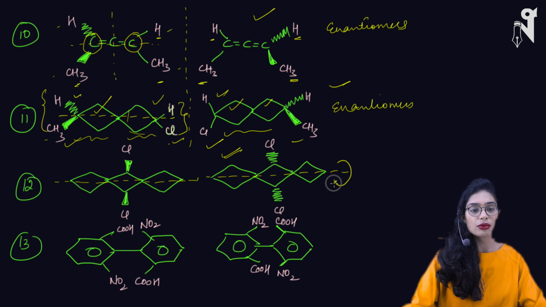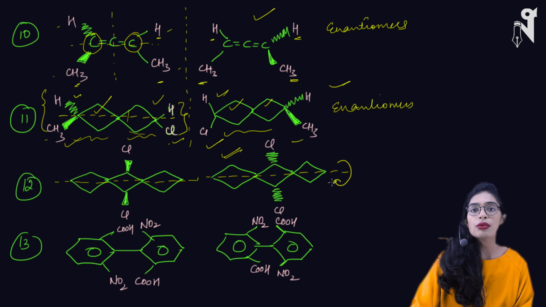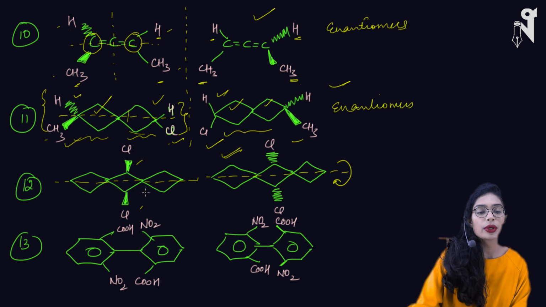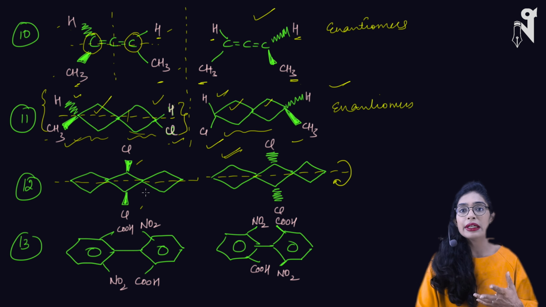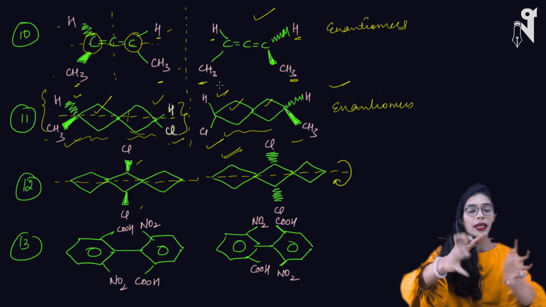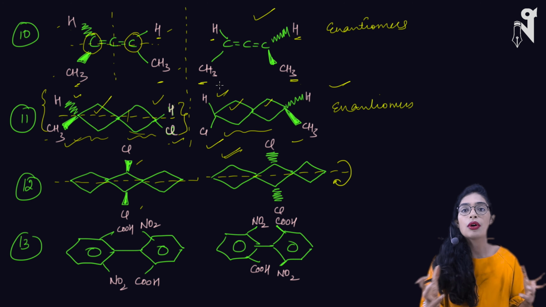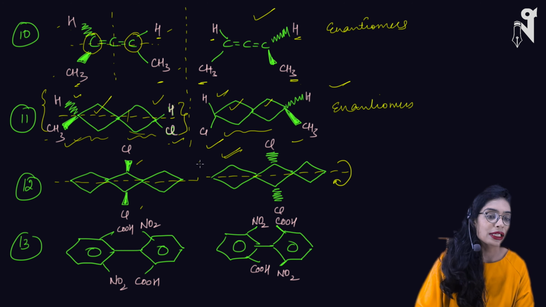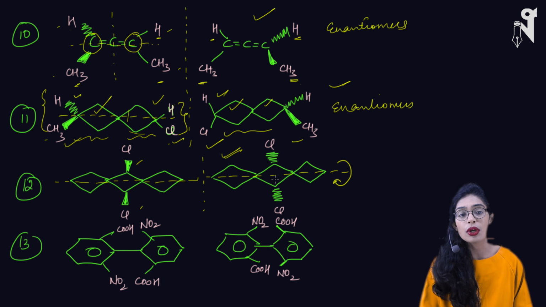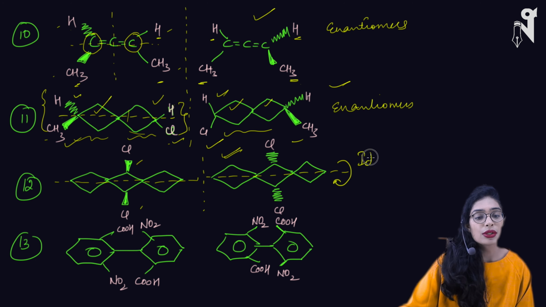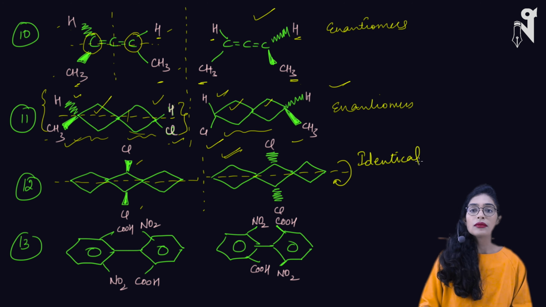If I rotate this molecule by 180 degrees, won't this molecule have the chlorines upwards? If the chlorines are upwards, will it be a diastereomer or will it be identical? It will be exactly identical. Why? Because you just rotated it. This is just kept in some random position. You have just rotated it to see whether these are non-mirror images or mirror images. The 180-degree rotation will not change the molecule, and hence these two are identical.